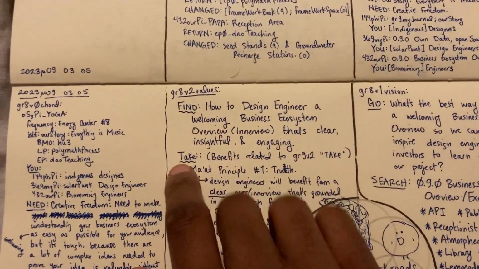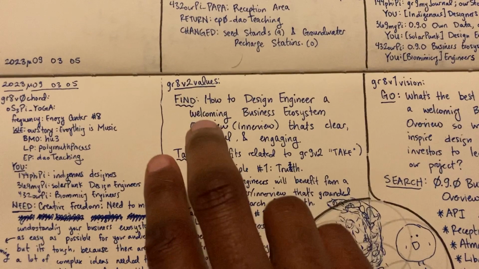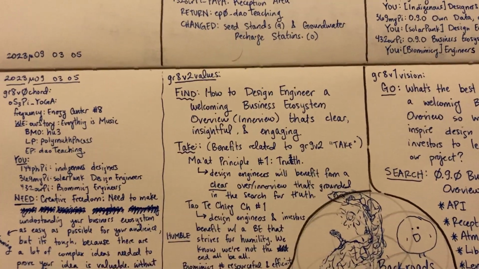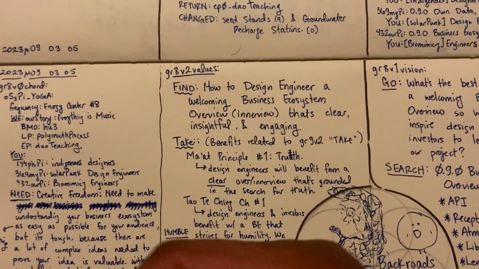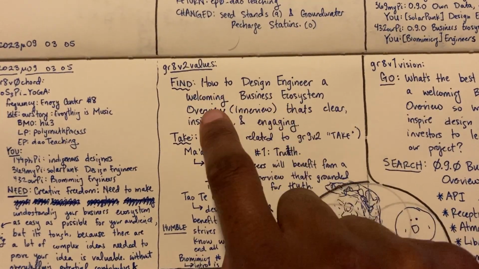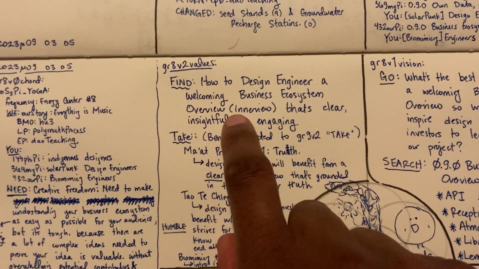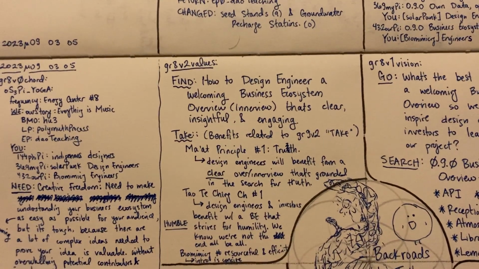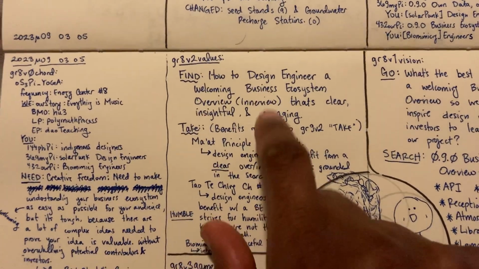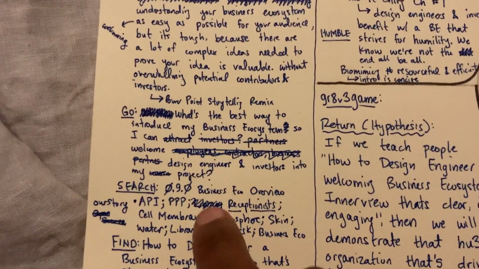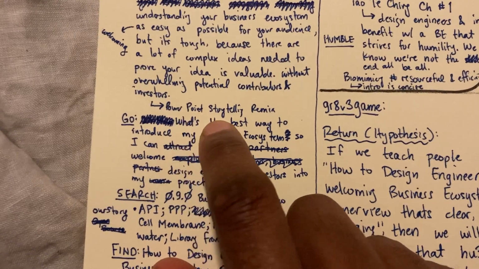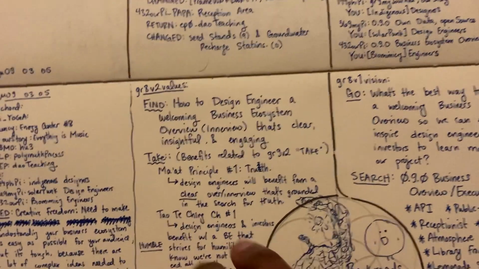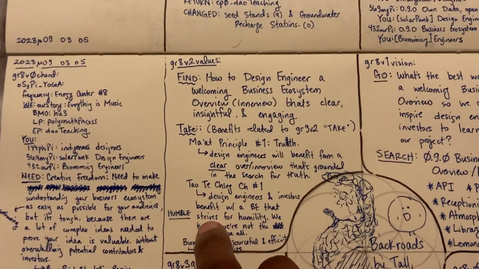What are we planning on finding? Whenever we do this, we're going to word this as a how-to, because we're going to learn how to do something. We're finding how to design engineer a welcoming business ecosystem overview or interview that's clear, insightful, and engaging. I came up with that after watching this PowerPoint storytelling video on YouTube, and that'll be in the resources section, but I just wanted to call it out right now.